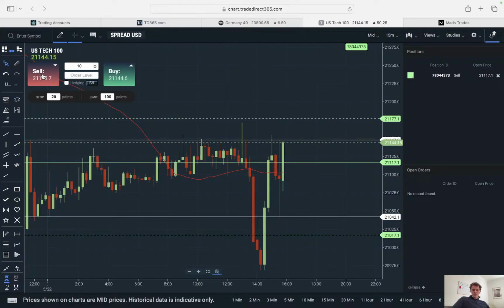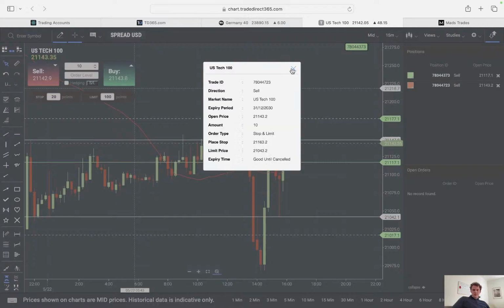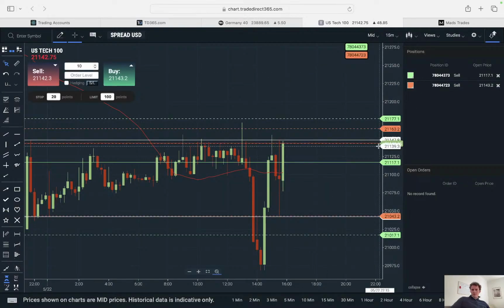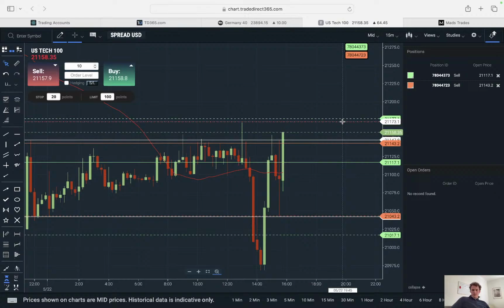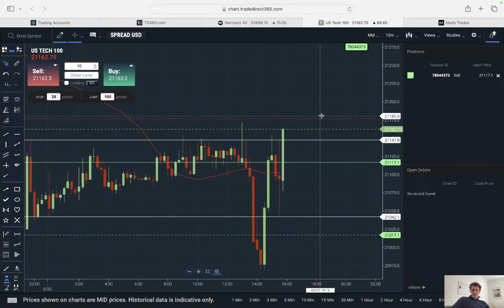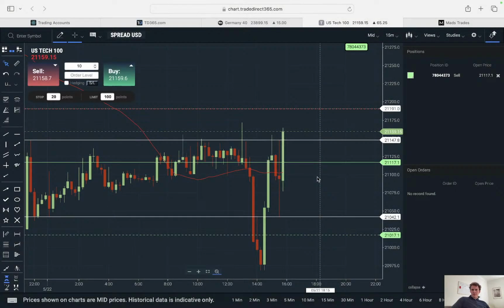I'm gonna add to this short here. I'm adding to the short at 144. It might be a risky play. It might not work. Yeah, I think it's gonna push higher. Okay, I got stopped out. I think it's just pushing. Let's see if this is gonna be a fake out.